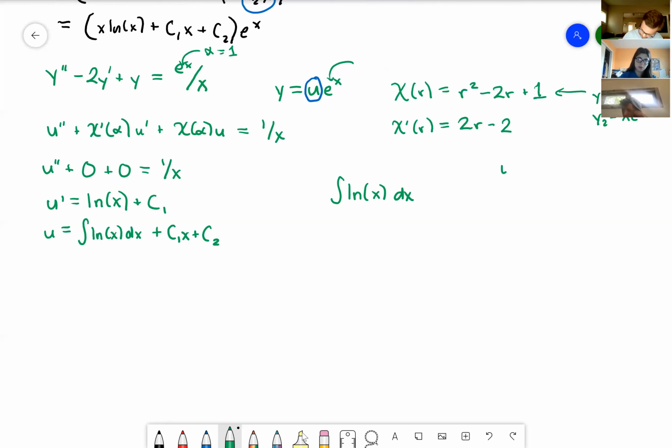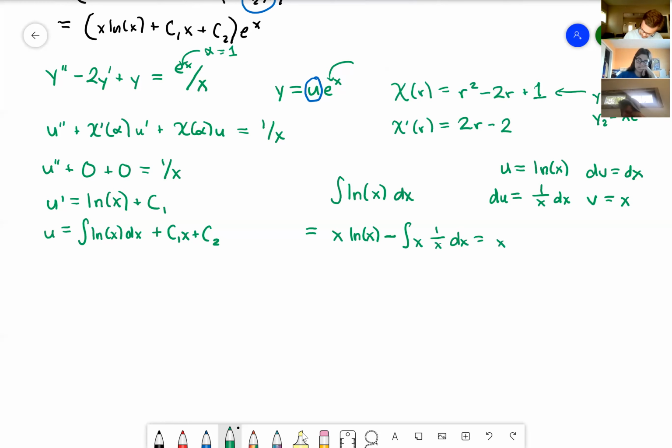I need to choose u, so something that I can easily take the derivative of. So that'll be natural log of x. dv in this case will just be dx. So du will be 1 over x dx, and v will be just x. So integration by parts, we get uv, so that's x natural log of x minus the integral of v du. So this is just x natural log of x minus the integral of dx. So this is just x natural log of x minus x, which is equal to x times (natural log of x minus 1).